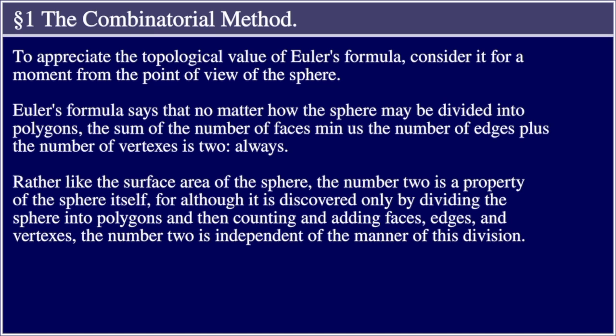To appreciate the topological value of Euler's formula, consider it for a moment from the point of view of the sphere. Euler's formula says that no matter how the sphere may be subdivided into polygons, the sum of the number of faces minus the number of edges plus the number of vertices is 2, always. Rather, like the surface area of the sphere, the number 2 is a property of the sphere itself. For although it is discovered only by dividing the sphere into polygons and then counting and adding faces, edges, and vertices, the number 2 is independent of the manner of this division.